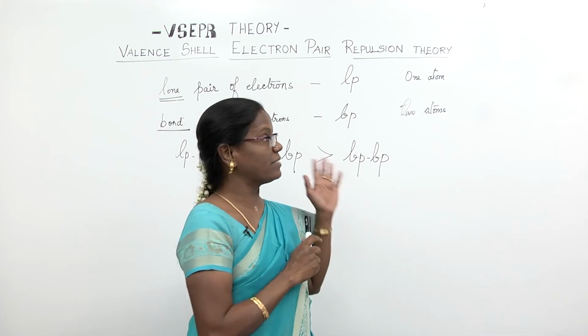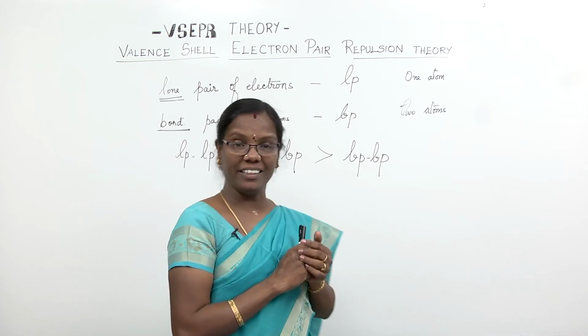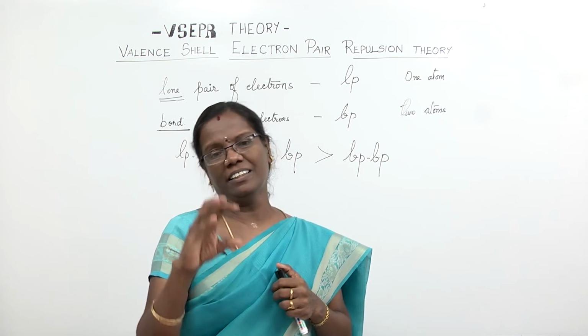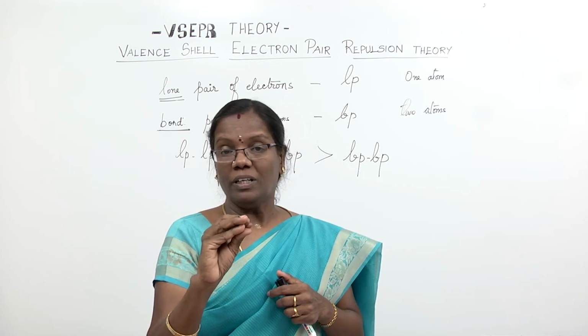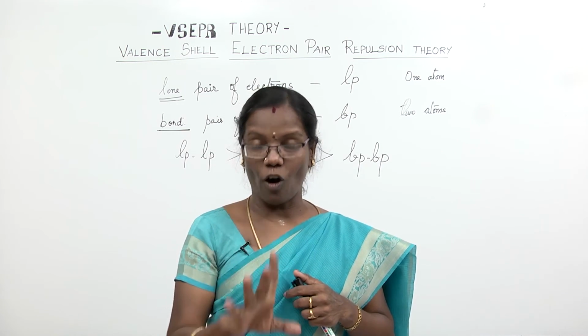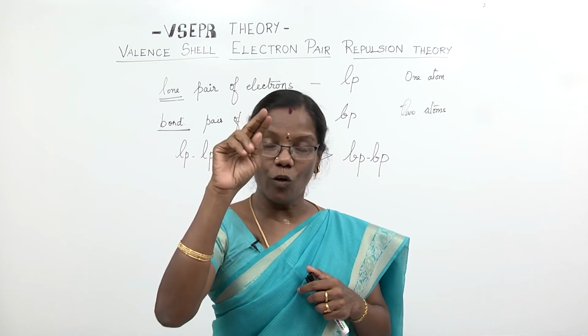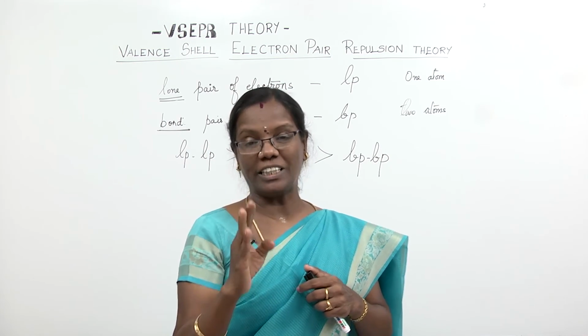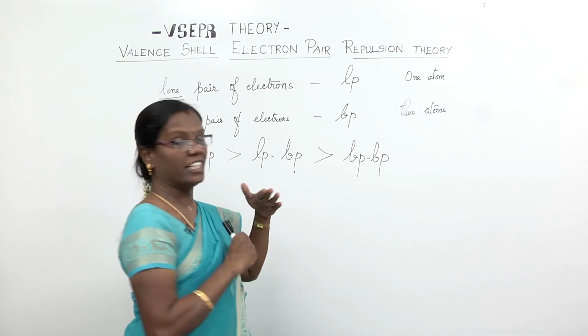So, using this VSEPR theory, we can predict the shape of the molecule. In determining or predicting the shape of molecules, we should always consider the lone pairs of electrons. We should not only consider the bonds.